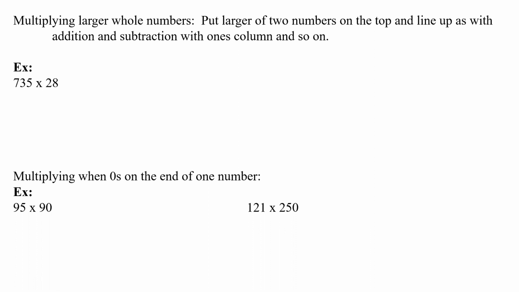Well, what we're going to do is we're going to put the larger of the two numbers on the top, line up as we did with addition and subtraction with the ones column, tens, hundreds, and so on, and then we're going to multiply. And so an example would be this. So let's say we take 735 times 28. So 735 is the larger number, so we put it on top. The 28 is smaller, so we put it on the bottom. We line up the ones and the tens, and then we multiply. And we start here at the bottom right corner. So we're going to take 8 times 5 first, and that's going to give us 40. So we'll put a 0 here, and it's kind of like with addition.